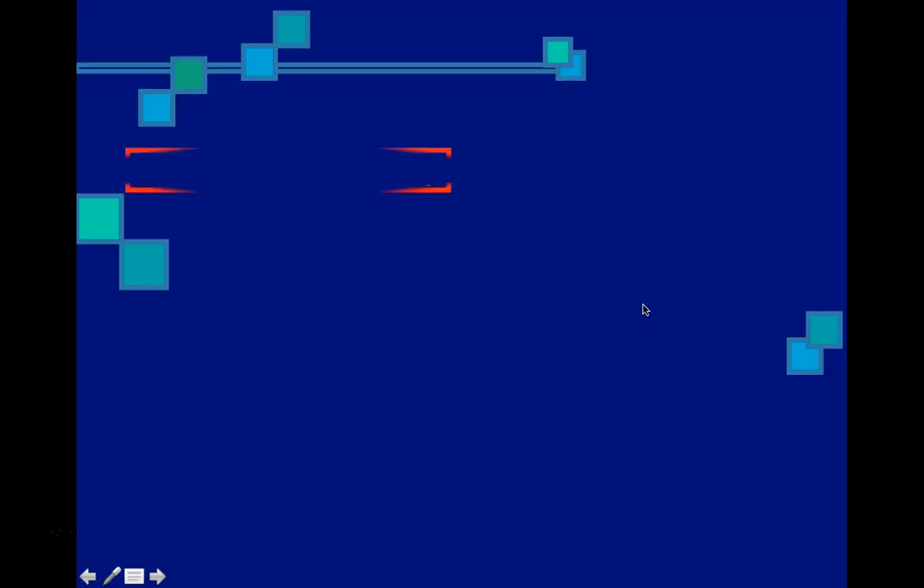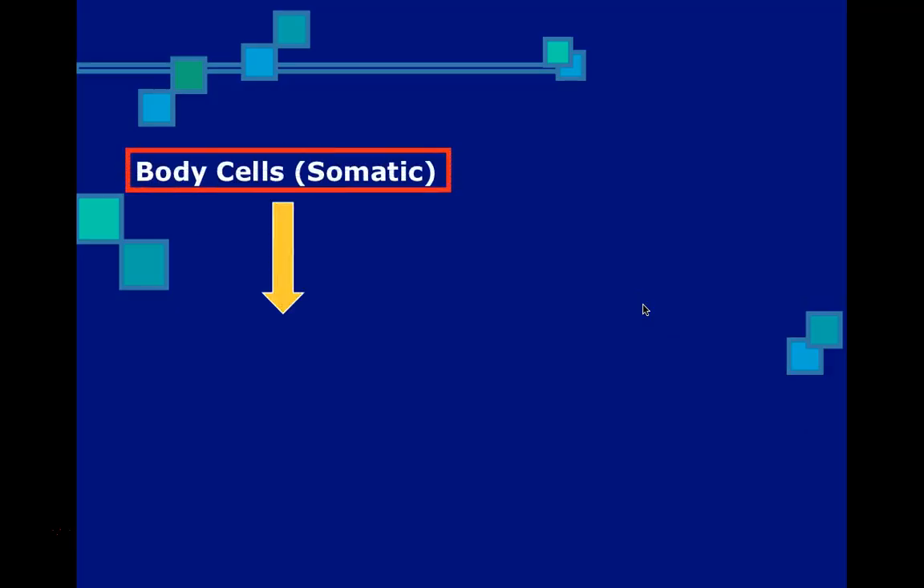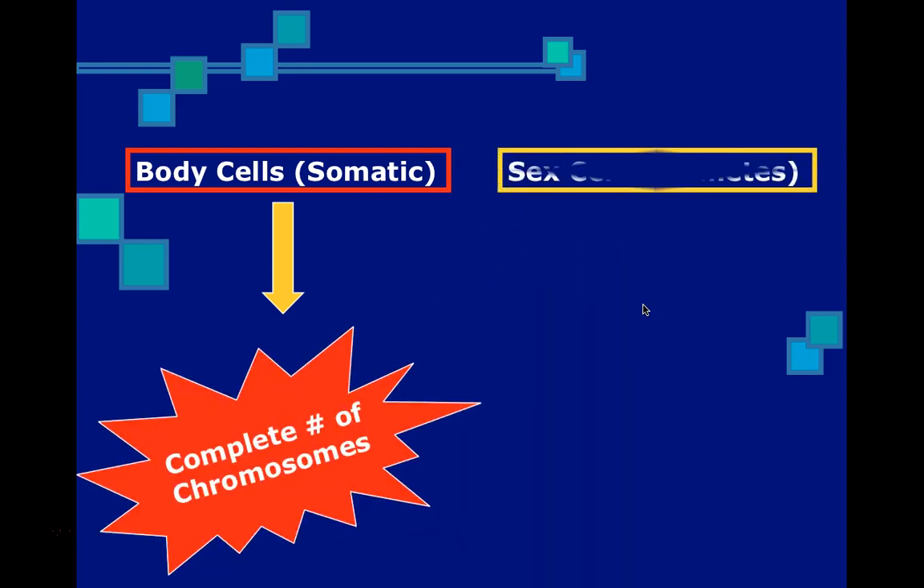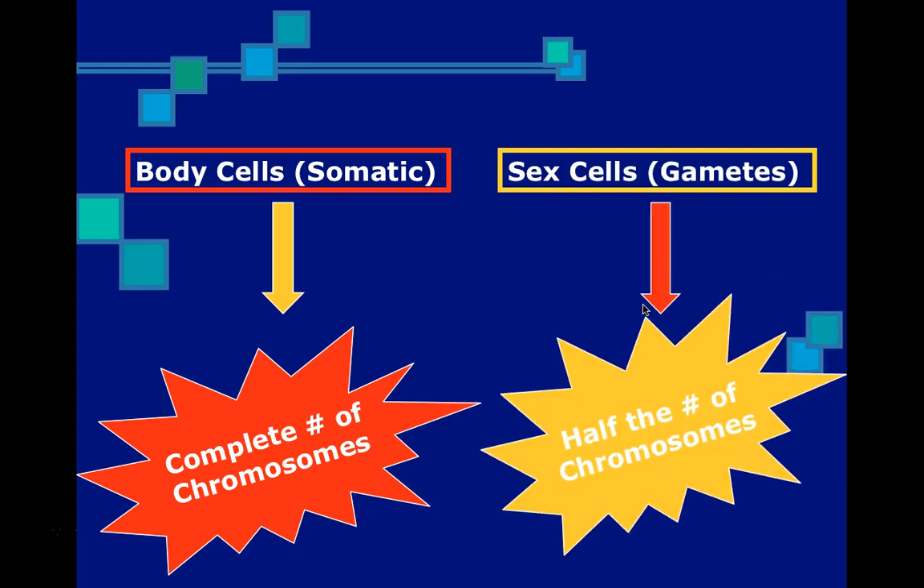So of course, to make this a little bit more complicated, not only do we have to realize that we have two types of chromosomes, which would be our sex chromosomes and our autosomes, but we also have two different types of cells. So let's start with the types of cells. We have body cells first, which we can also call somatic cells, and then we have sex cells, which are called gametes. Somatic cells, or body cells, have a complete number of chromosomes.